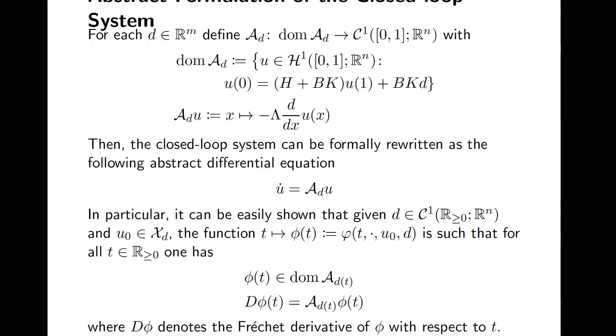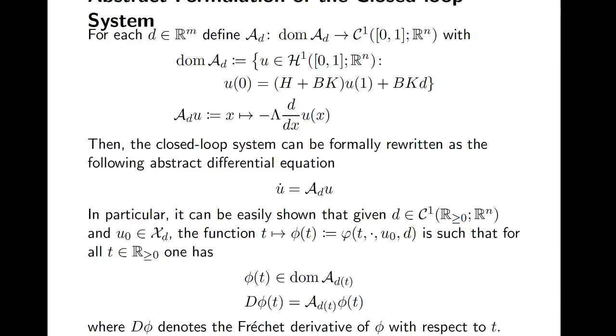And this is specifically how the operator is defined. It's just minus lambda times the derivative with respect to x, okay? So it's the standard differential operator, but we are putting a restriction on its domain. We don't want elements that do not satisfy the boundary condition. We want to restrict our analysis only to functions that satisfy the boundary condition. If you agree with that, then the closed loop system can be rewritten in the form of what is called an abstract differential equation, where A_d is an operator and u is a function. For each t, you have a function.